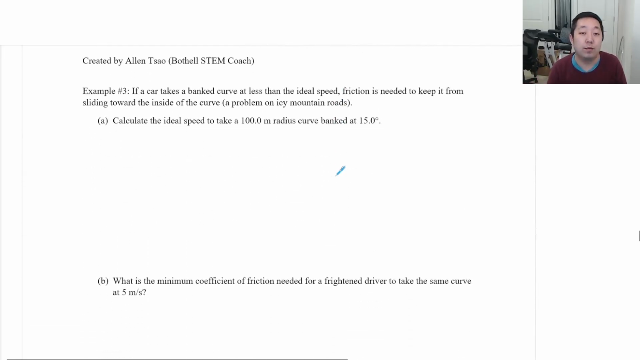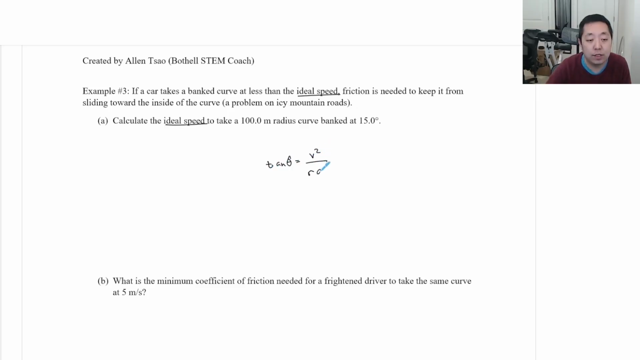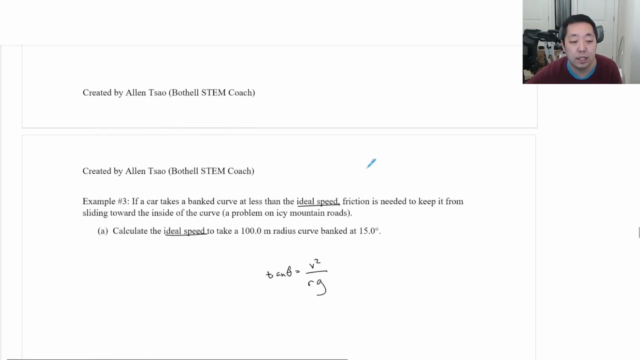Let's look at this third example. Here's one where we're going to involve some friction. A car takes a banked curve at less than ideal speed. Friction is needed to keep it from sliding towards the inside of the curve, a problem I see on mountain roads. Calculate the ideal speed. Ideal speed is no friction, right? So we're going to just use the relationship that we solved in the previous two problems: tangent theta is v squared over rg.